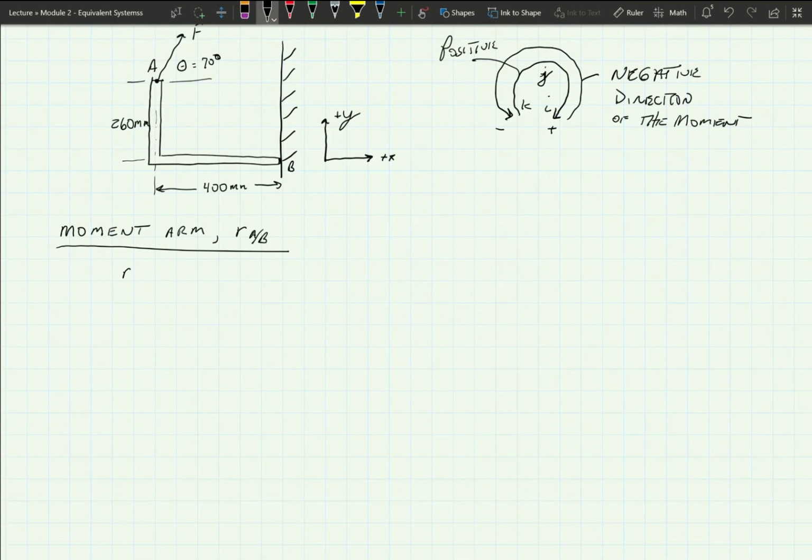Then I'm going to write it just as you would have seen it in previous problems. R A/B is equal to negative 0.4 meters. So the 400 millimeters is 0.4 meters. It's negative because it's going from B over to A, so it's a negative sign. And we're going to put an I in there so we know which plane it's acting on. Plus, we're going positive in the Y direction, so 0.26 meters, and that's a J. And that is the solution to the moment arm.